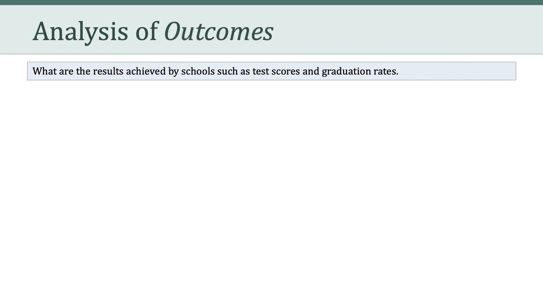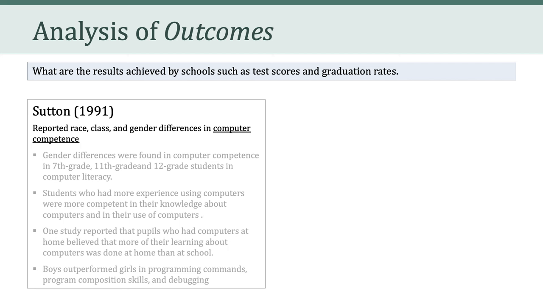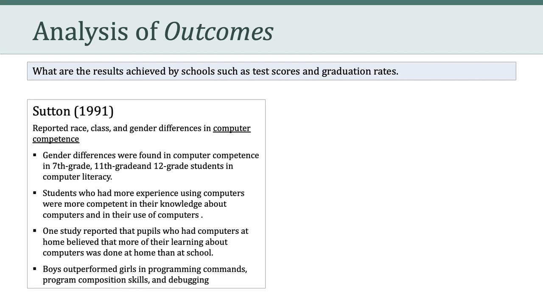Next, I want to talk about analysis of outcomes, the results achieved by schools. And Sutton reported race, class, and gender differences in computer competence. There were gender differences found in the 1980s in computer competence in 7th grade, 11th grade, 12th grade. Students who had more experience using computers were more competent in their knowledge about computers and in their use of computers. One study reported that pupils who had computers at home believed that more of their learning about computers was done at home than at school. And boys outperformed girls in programming commands, program composition skills, and debugging of computer programs.